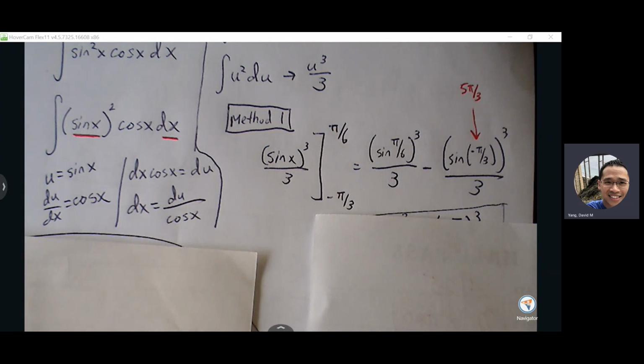So u gets replaced with sine x quantity cubed over 3. So now my antiderivative is in terms of x. My bounds are also in terms of x. So now I can plug in. So upper bound minus lower bound.